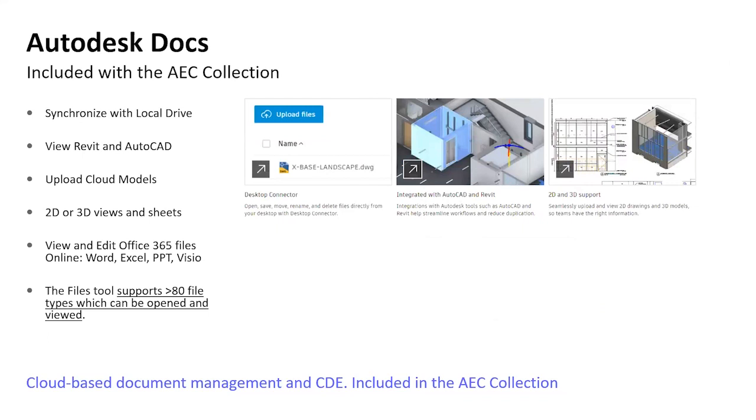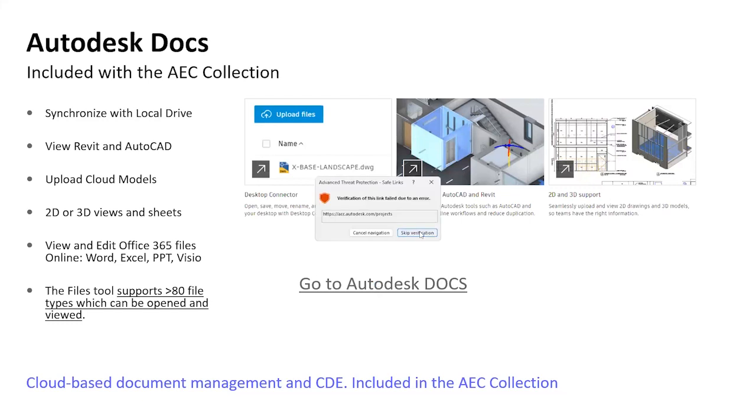In addition to that, the data that you have in Autodesk Docs is synchronized with what we call the Desktop Connector. Desktop Connector is a drive that shows up on your hard drive, and you can synchronize the data that you have up in the cloud. Obviously, the Autodesk Construction Cloud, the ACC, is integrated with AutoCAD and Revit. There's 2D and 3D support, and more than 80 different file types can be viewed within the Construction Cloud.